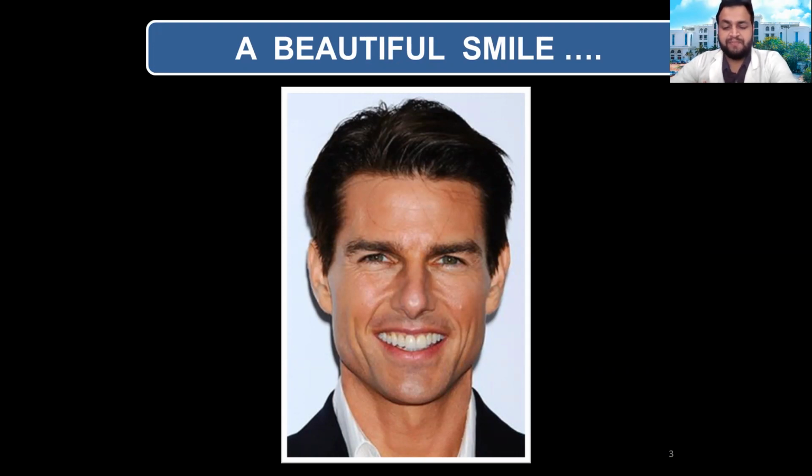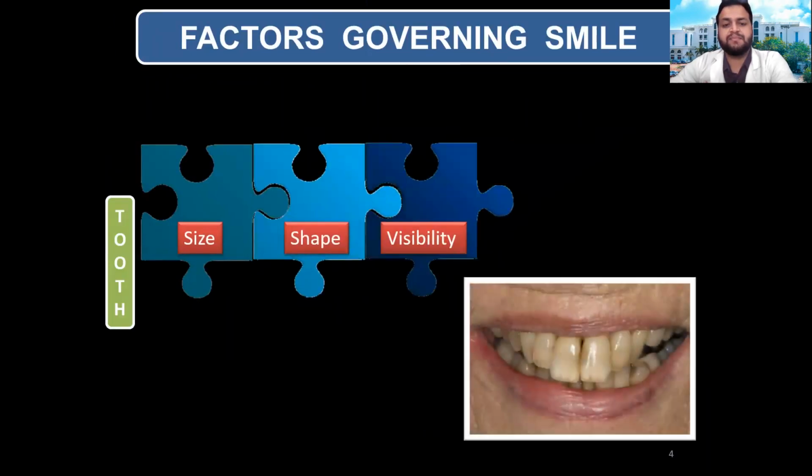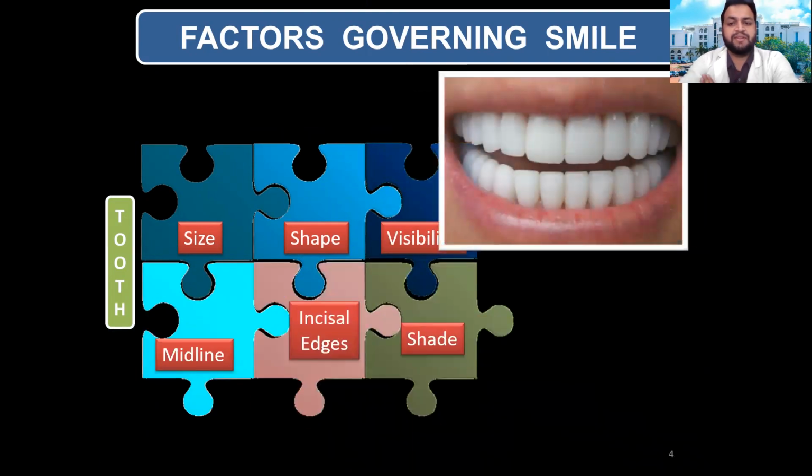So let's see what are the factors that govern a smile. There are basically 6 factors. The first one being the size of the tooth, the shape of the tooth, the visibility of the tooth, and the midline, the incisal edges, and finally the shade. So it's not just a single entity that gives you a harmonious smile. You need to have all these factors together, which govern an aesthetic appearance.